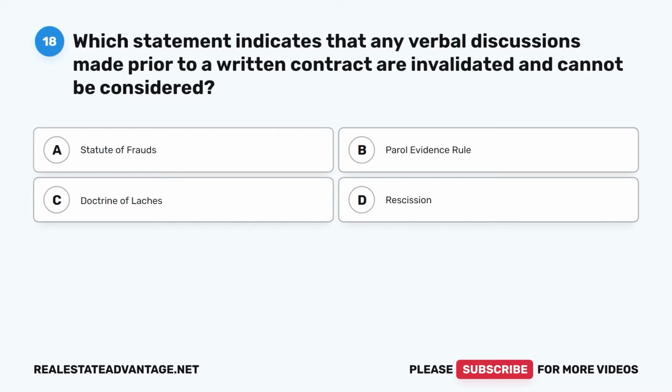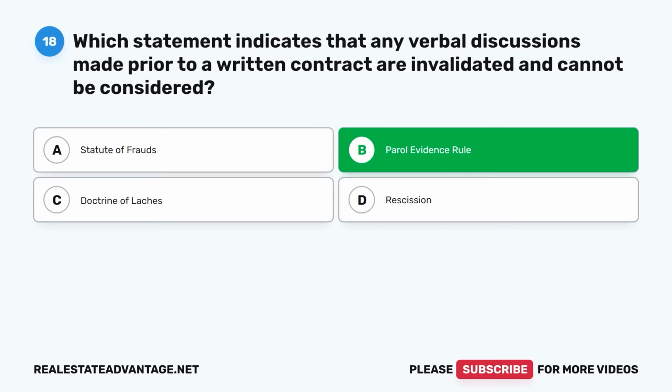Question 18. Which statement indicates that any verbal discussions made prior to a written contract are invalidated and cannot be considered? A. Statute of frauds. B. Parole evidence rule. C. Doctrine of Laches. D. Rescission. The correct answer is B.